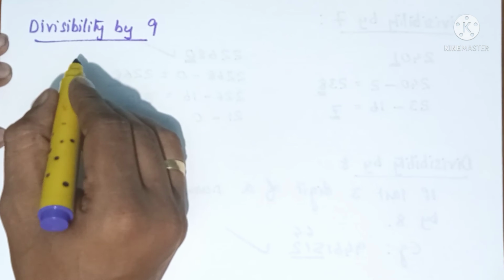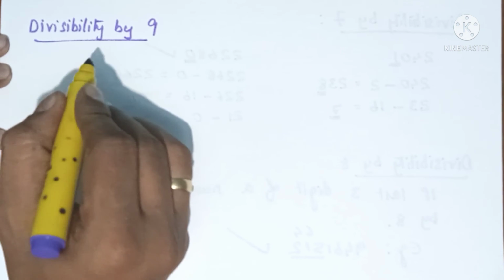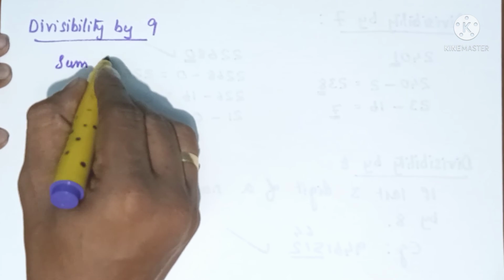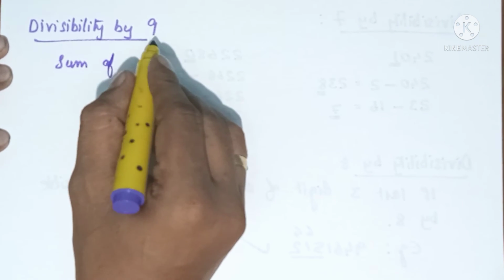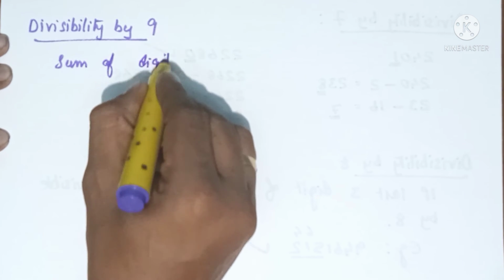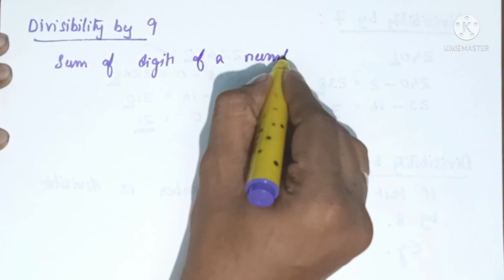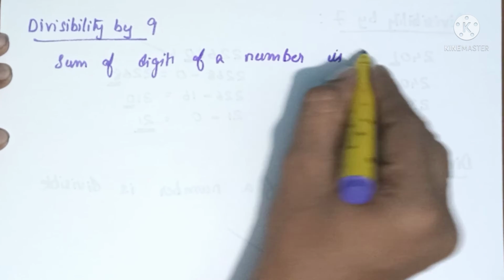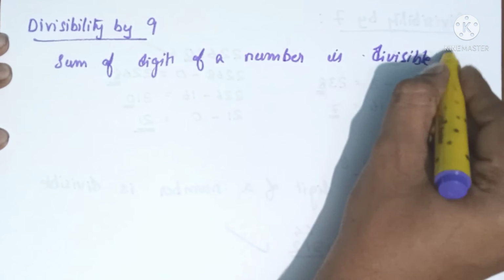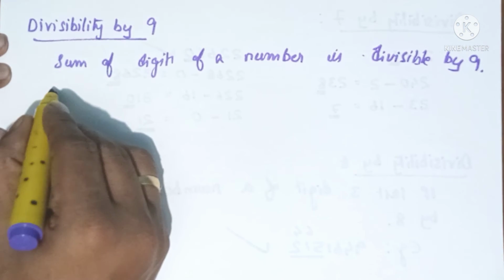If the sum of the digits of a number is divisible by 9, then that number is also divisible by 9. Same as the divisibility rule of 3. Sum of digits of a number is divisible by 9. Okay, we can see an example.